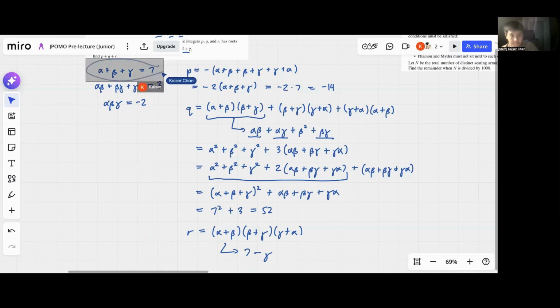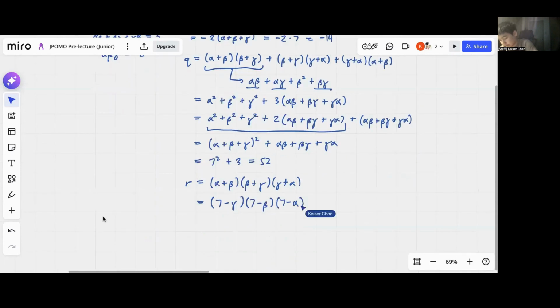Okay. And expanding this, I'll just spare the expansion for you guys. 343 minus 7 squared, 49 times alpha plus beta plus gamma. Okay. Plus 7 times alpha beta plus beta gamma plus gamma alpha minus alpha beta gamma.